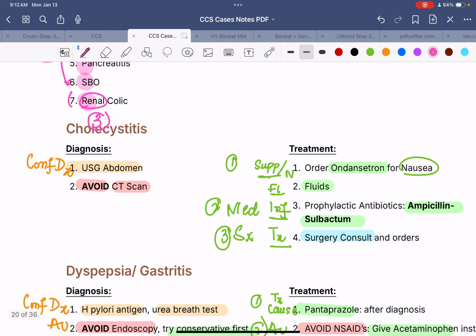Okay. So cholecystitis. How can you confirm the diagnosis of cholecystitis? With an ultrasound abdomen. And of course, there's no need to do a CT scan because you can easily find the gallstones on ultrasound abdomen and the inflammation as well.